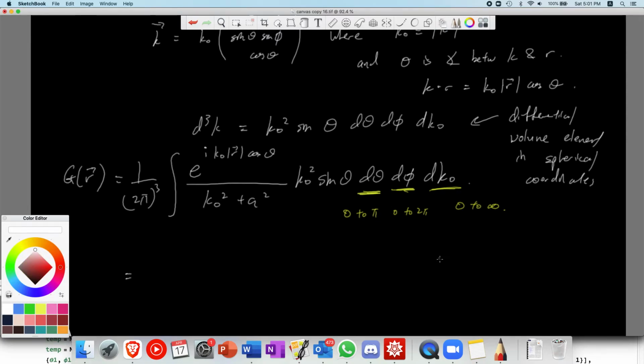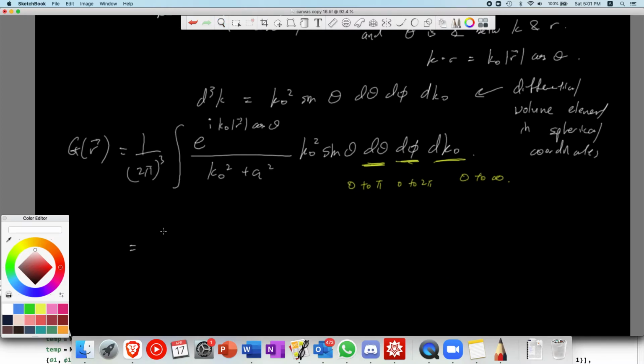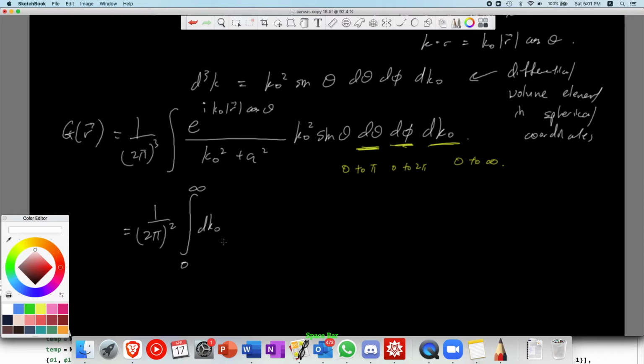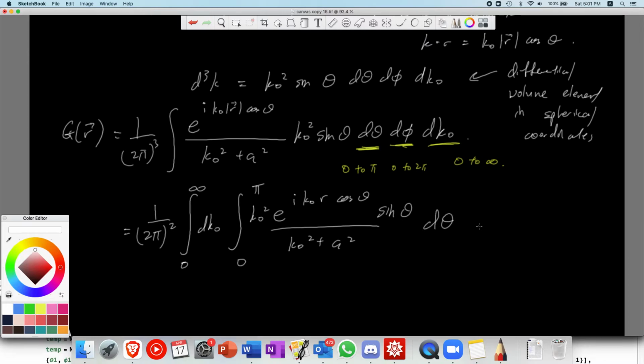So the first obvious one to do is just the phi integral, which just gives us a factor of 2 pi. So this becomes 2 pi squared instead of 2 pi cubed. Then the next obvious integral to do is the theta integral. Maybe I write it out more clearly first. We shall do the k0 integral last, and the next integral to do is the integral from 0 to pi of e to the power of i k0 r cosine theta over k0 squared plus a squared, and then there's a sine theta here, d theta.